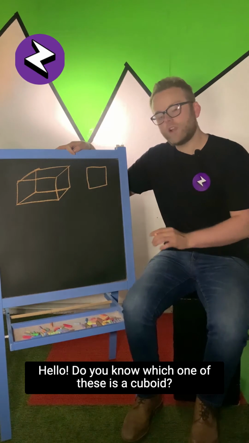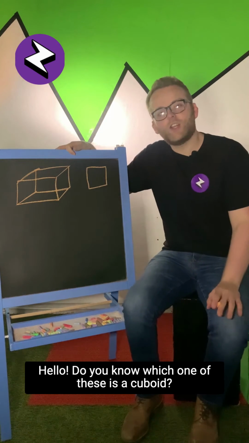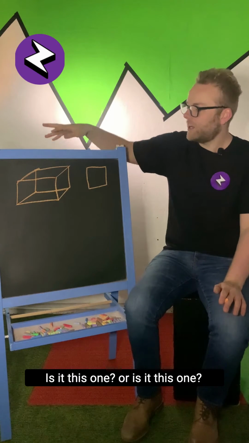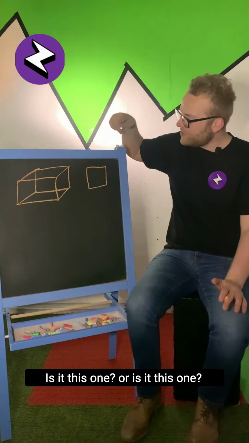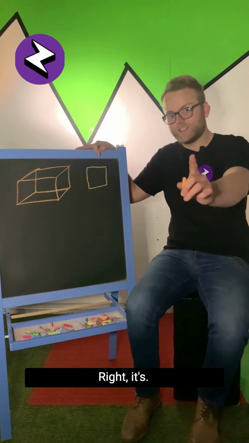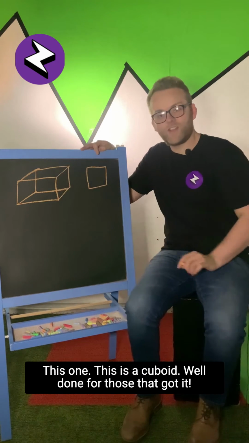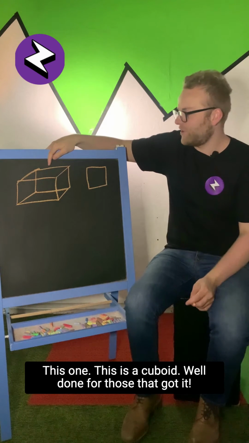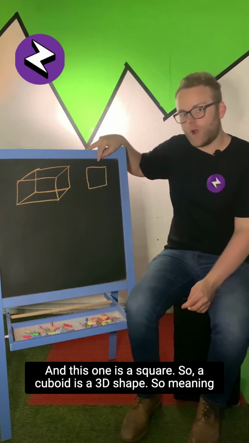Hello, do you know which one of these is a cuboid? Okay, so is it this one or is it this one? Okay, I'll give you a second. Right, it is this one. This is a cuboid. Well done for those that got it. Okay, and this one is a square.